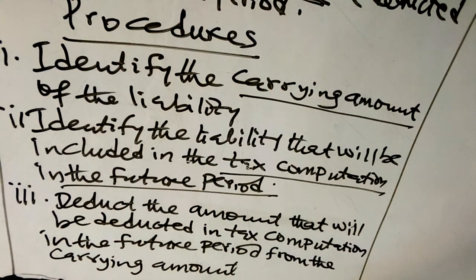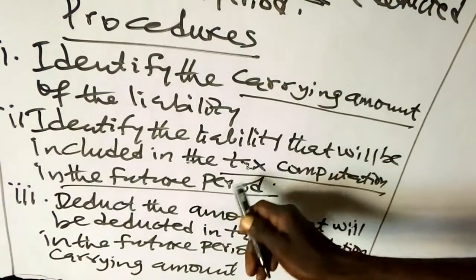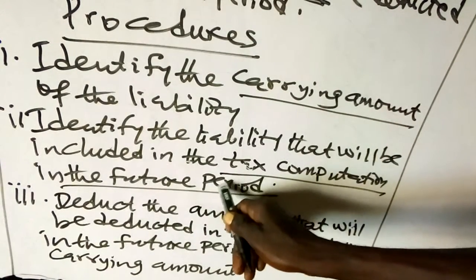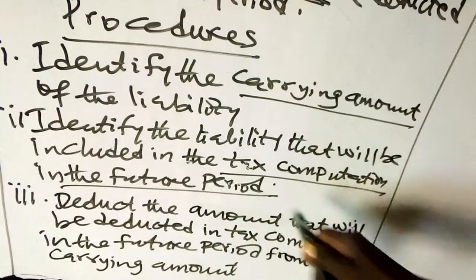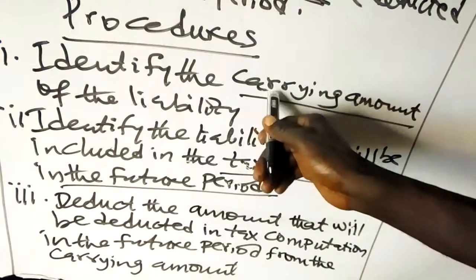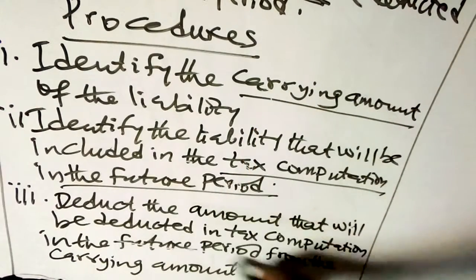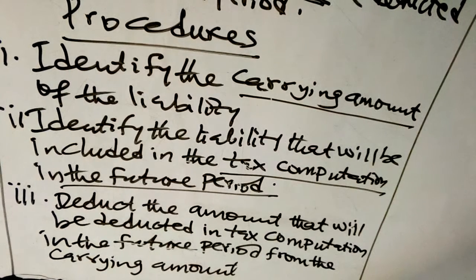That is step 2. In step 1, you have identified the carrying amount of the liability. So deduct what you arrive at in step 2, which is the amount that will be included in the computation of tax in the future, from the carrying amount. What you arrive at is the tax base. That will give you the tax base of the liability.